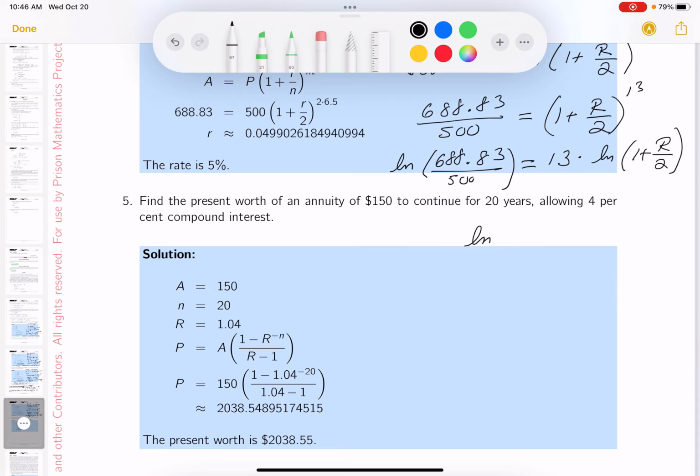The natural log of 688.83. You know what? I just realized I need a little more room. So natural log 688.83 over 500. We're going to divide by 13. And what does this equal? The natural log of 1 plus r over 2. And I really sympathize with how difficult these problems must have been for people before the digital computer. It employed a whole class of people to do these problems. What I'm going to do now is write it down as an exponential problem.